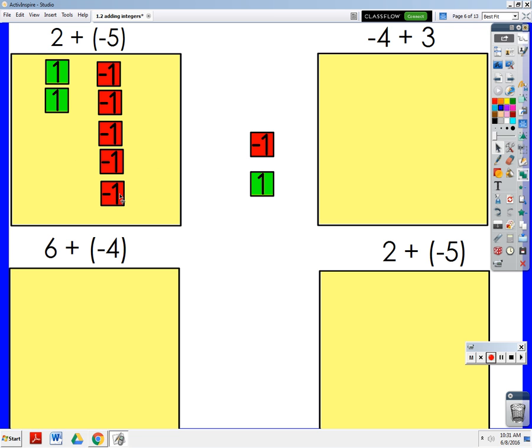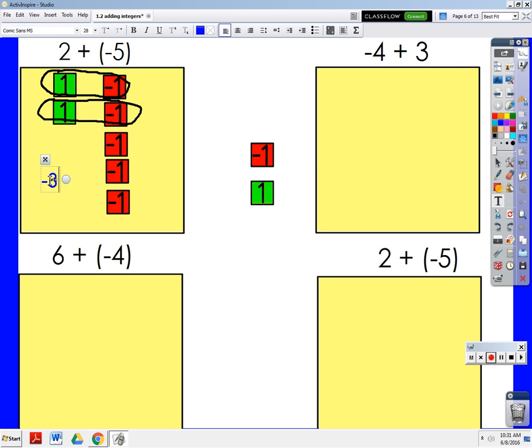So what happens is I have that one positive and one negative, so I can make a 0 pair. So I'm going to circle these. This is now 0. It's gone. This one is 0. It's gone. So what do I have left? I have 3 negative numbers. So 2 plus -5 is -3.